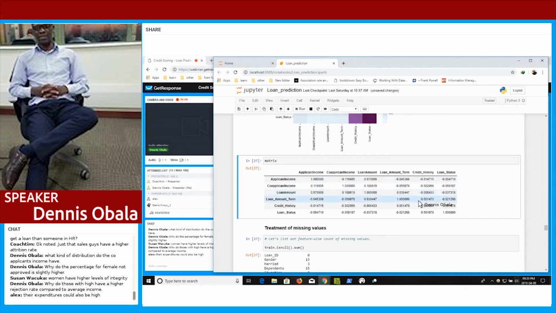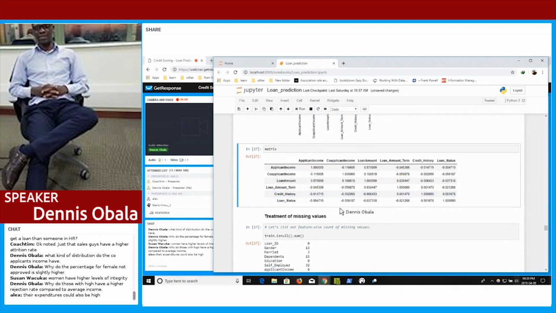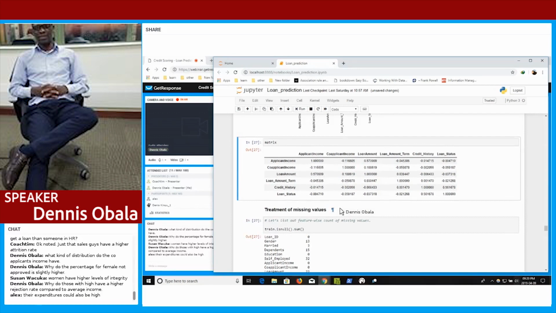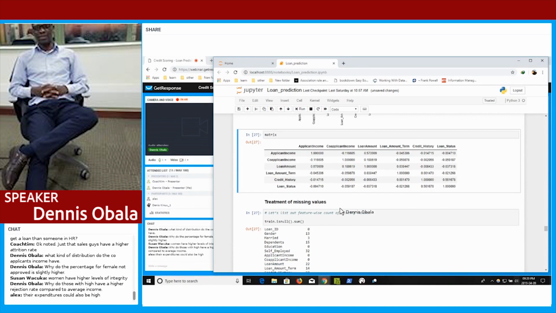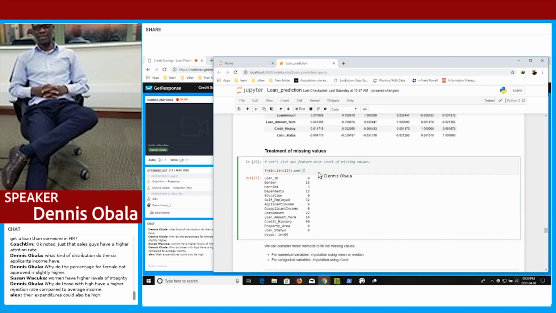So we can look at the correlation matrix here. When the value is 1, it means the correlation is 1. They are perfectly correlated. And for anything that is perfectly correlated, for example, if it was the co-applicant's income with the applicant's income, we won't need to include both of them. Anything with above 90% correlation is usually considered a very high correlation.